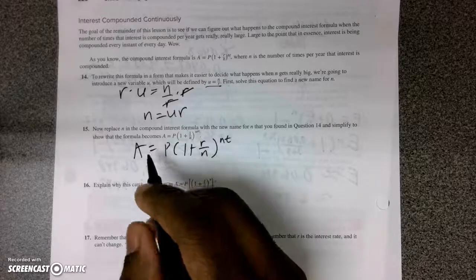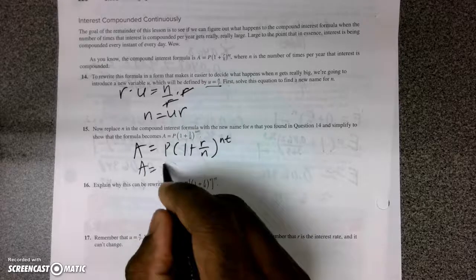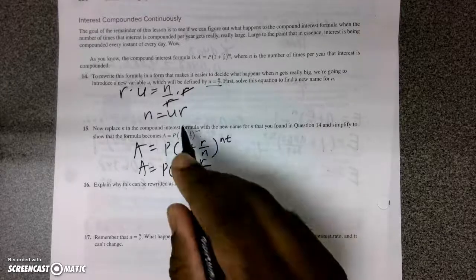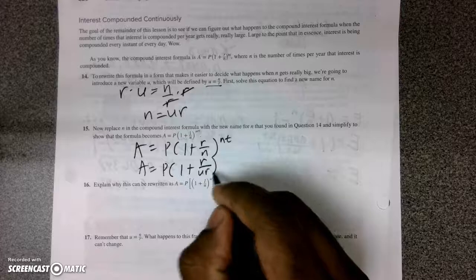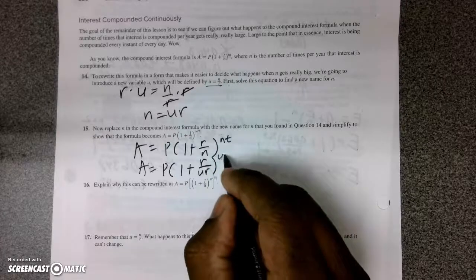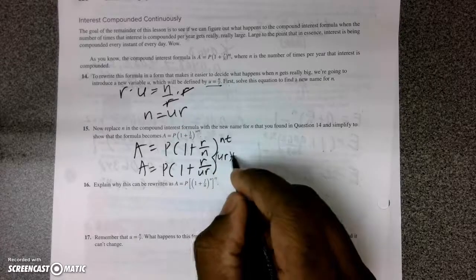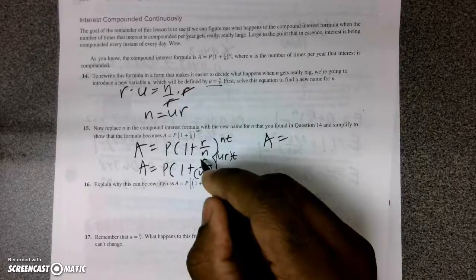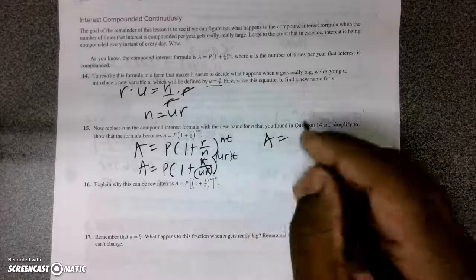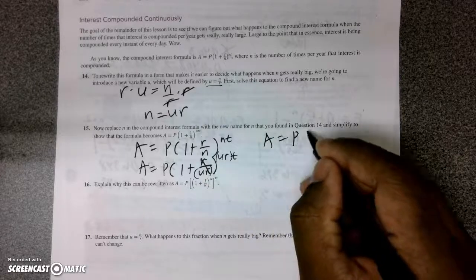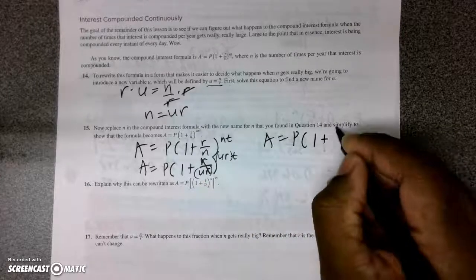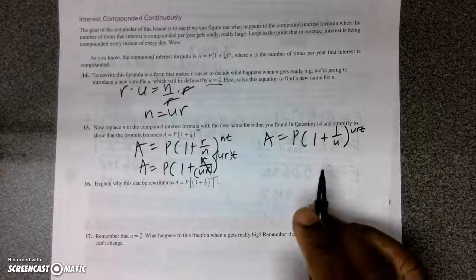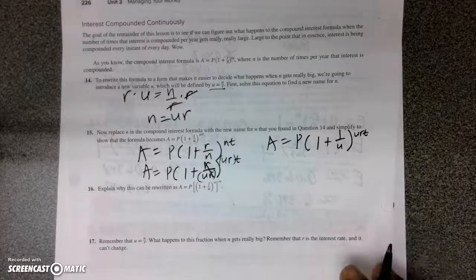Now we will substitute. A is equal to P times 1 plus R over, now remember N is UR, to the power of URT. So now, we will simplify out the R's. So it would be A is equal to P times 1 plus 1 over U to the URT power. So this is how this formula is derived.